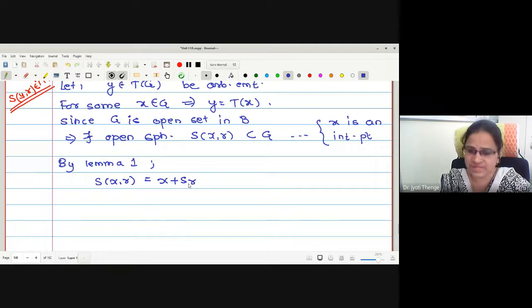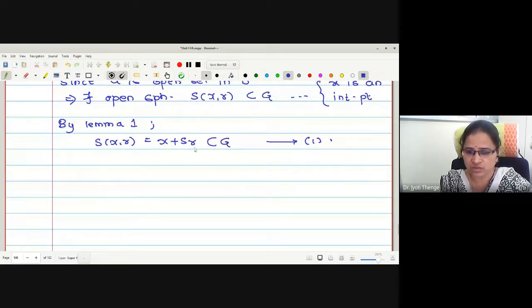SR is a small sphere, which is contained in G; let me call it statement number 1. Is it okay? Shall I write SR is an open sphere centered at origin and so on? Is it a need to write? No. Okay. Now let us use lemma number 2 simultaneously.